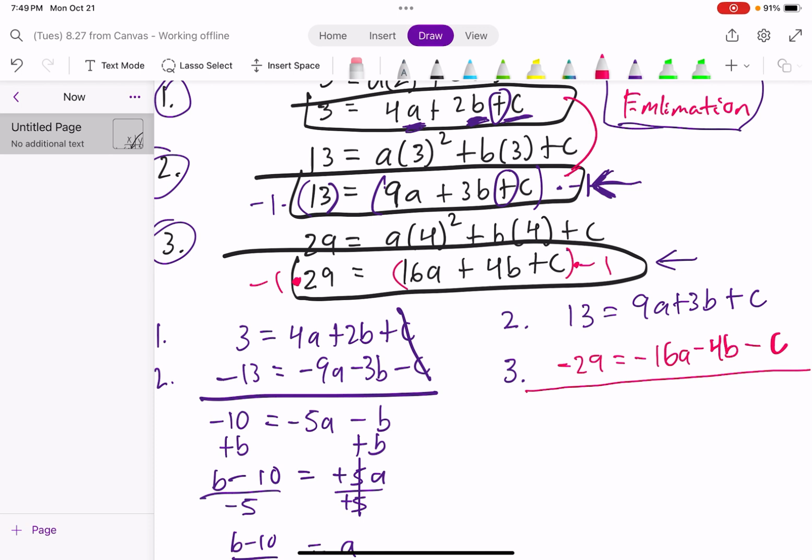And we're going to add these. C minus c cancel. 3b minus 4b is negative b. 9a minus 16a is negative 7a. And 13 minus 29 is negative 16.